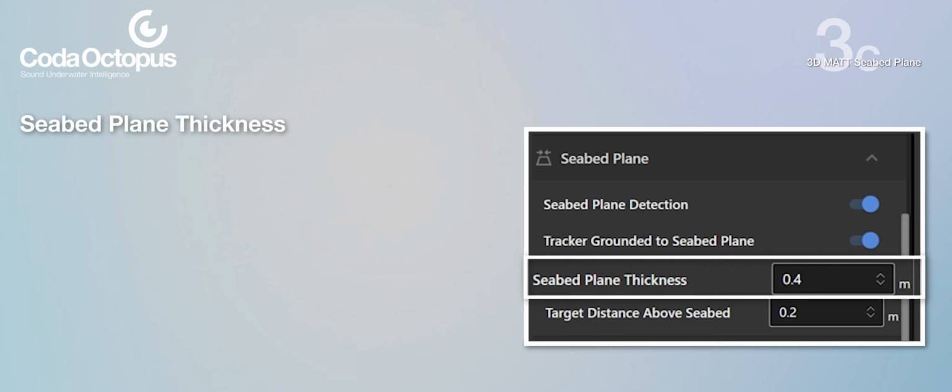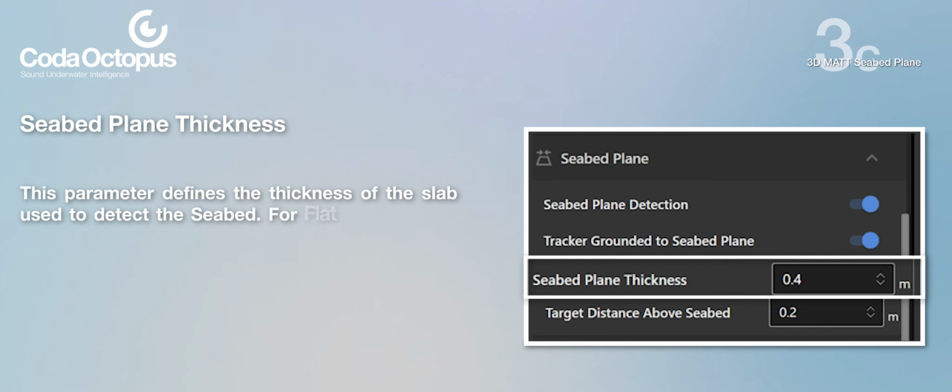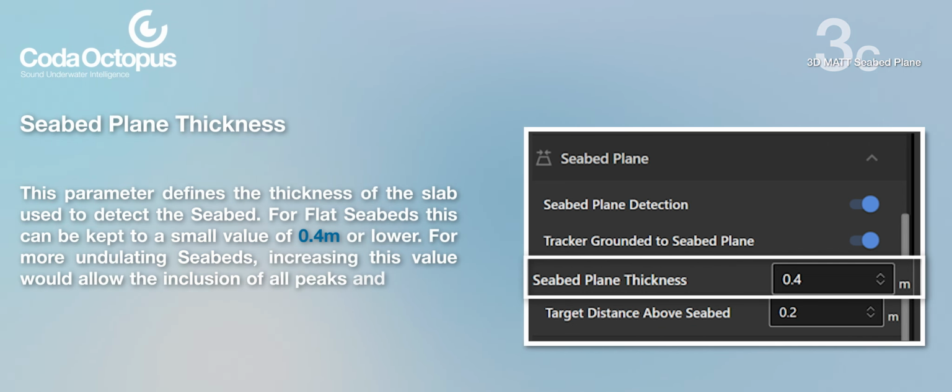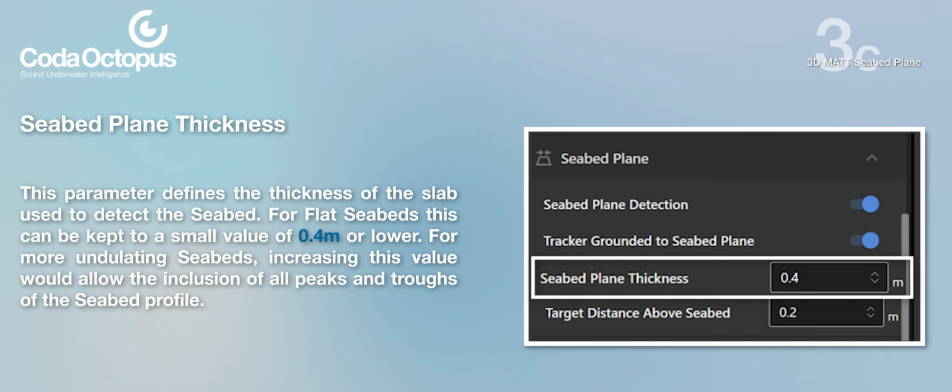Seabed plane thickness. This parameter defines the thickness of the slab used to detect the seabed. For flat seabeds, this can be kept to a small value of 0.4 meter or lower. For more undulating seabeds, increasing this value would allow the inclusion of all peaks and troughs of the seabed profile.